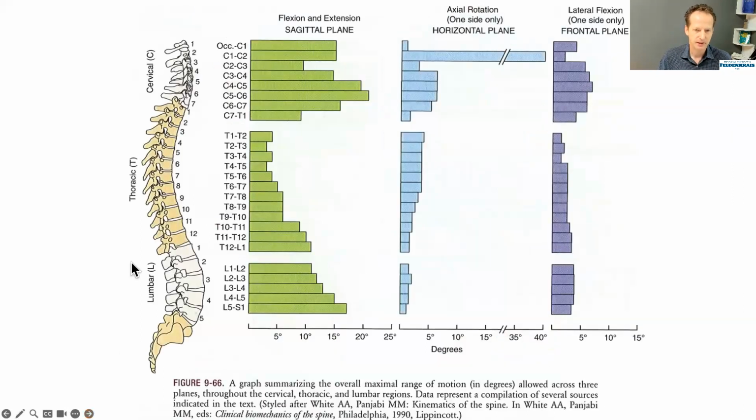Here's another example of the distribution of ideal movement throughout our entire spine. So here we have the cervical spine, meaning neck, middle back, thoracic, and lumbar. In green is what we are working on in this course, meaning flexion and extension, or sagittal plane movements, forward bending and backward bending.